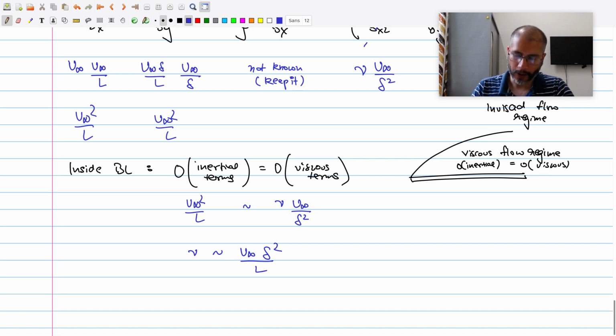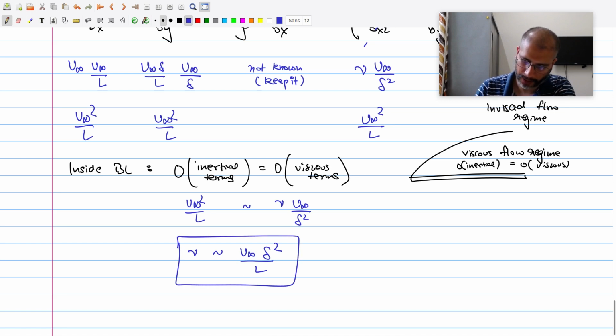Okay, so that is the order of kinematic viscosity nu. That's very interesting. So we have found out the order of nu. From that we will see that u infinity squared by L is the order of the viscous terms. Well, that has to be the same, because that is the whole idea we used for equating the orders of the viscous and the inertial terms. But we have found something interesting here, so we will just box it and keep it.